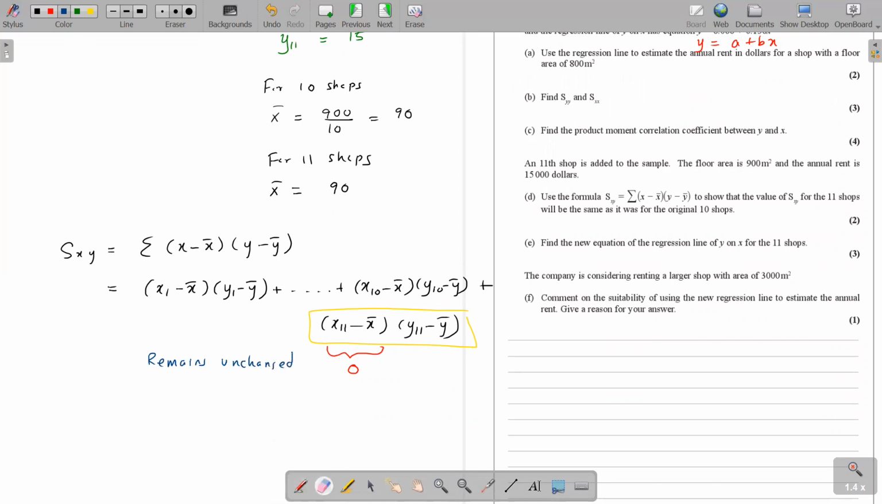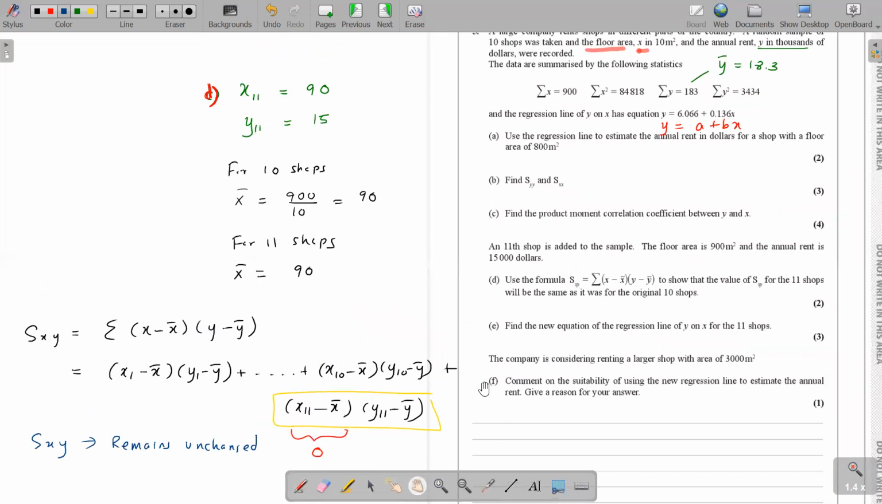So you can write SXY stays the same. Even though the Y bar changes, and you must know this even in the manual calculation, this will not make any effect on the SXY. Since one of the means is remaining constant, this value will not change, especially because the term that you're adding here becomes 0, since X11 is 90 and X bar is also 90. So 0 multiplied by whatever is here, the entire term is 0.